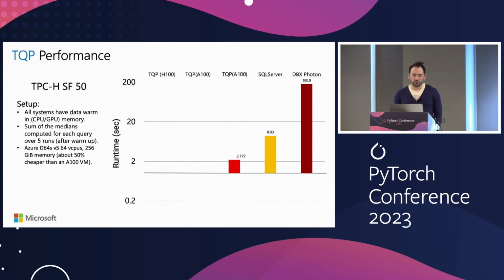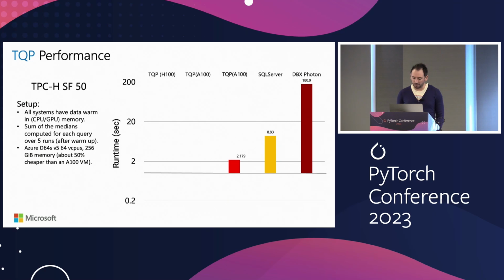How does this work? In the database world, for analytics, we often use TPC-H as a standard benchmark. So here I'm going to show you how we can run TPC-H scale factor 50. We compare with state-of-the-art CPU databases such as SQL Server and Databricks. For those, we basically run on an Azure machine with 64 logical cores, which, to give an idea, is about 50% less expensive than an A100.